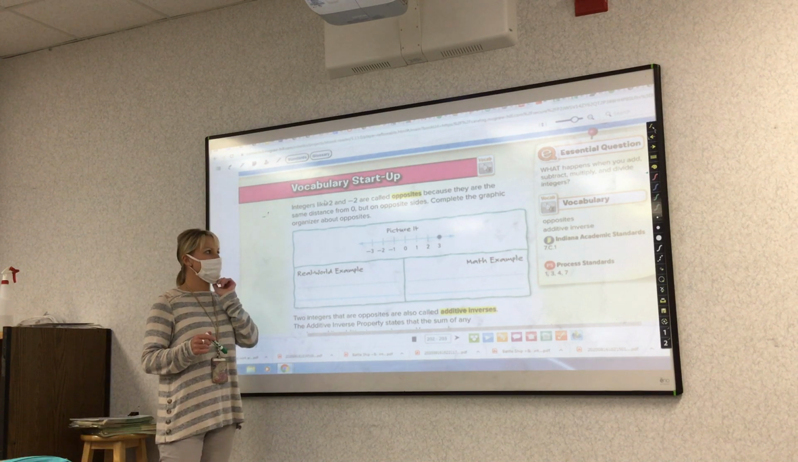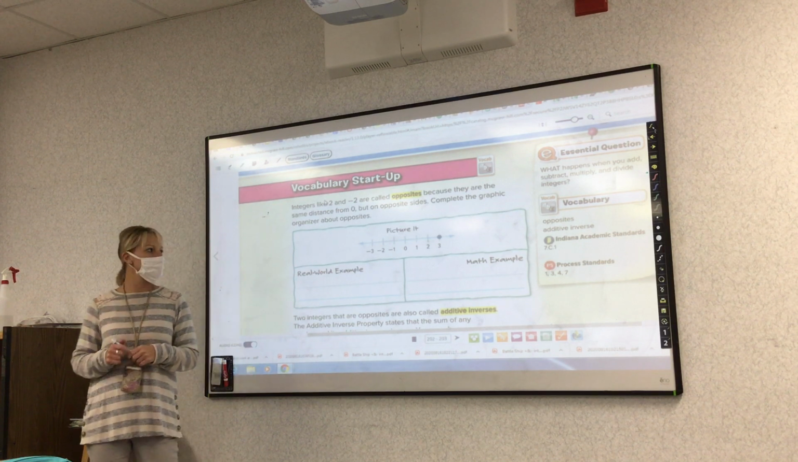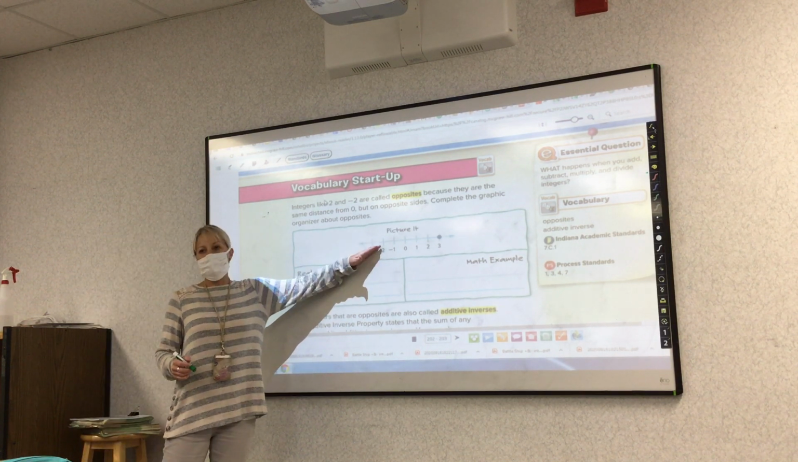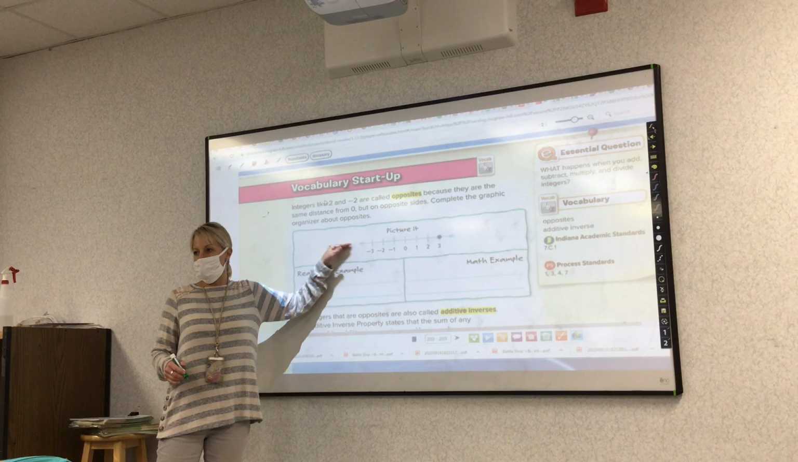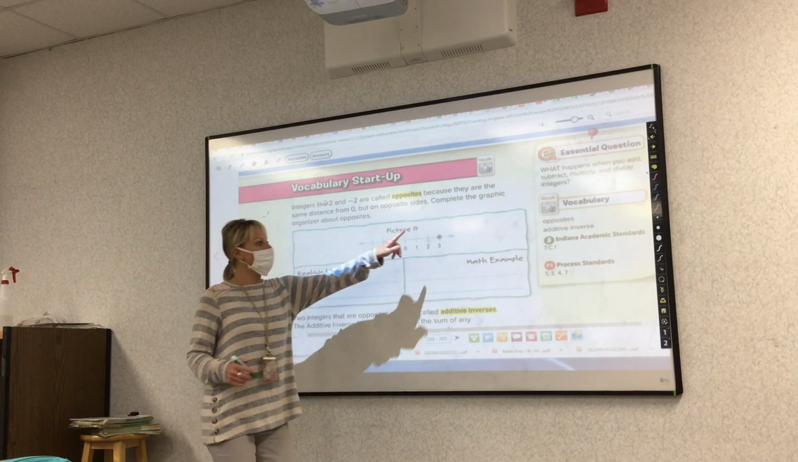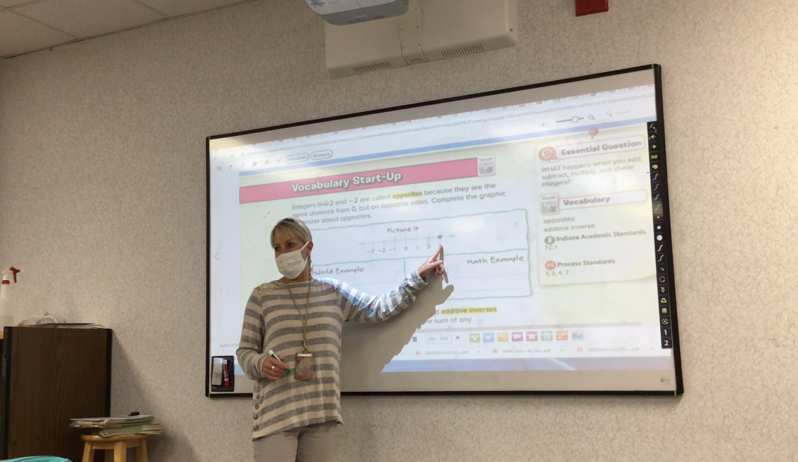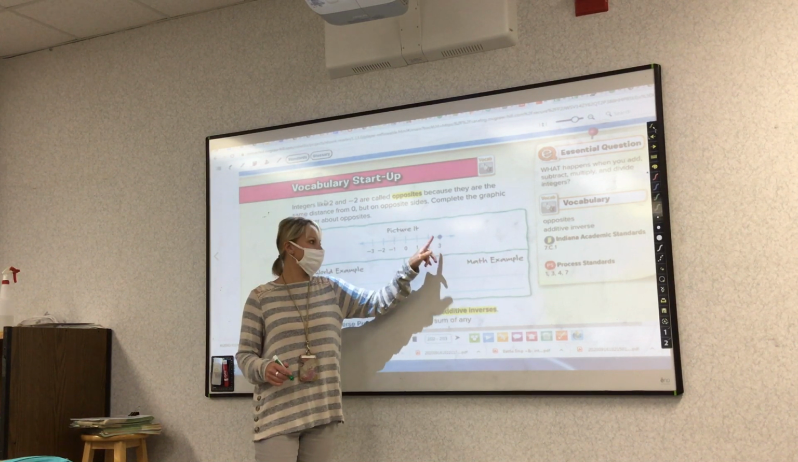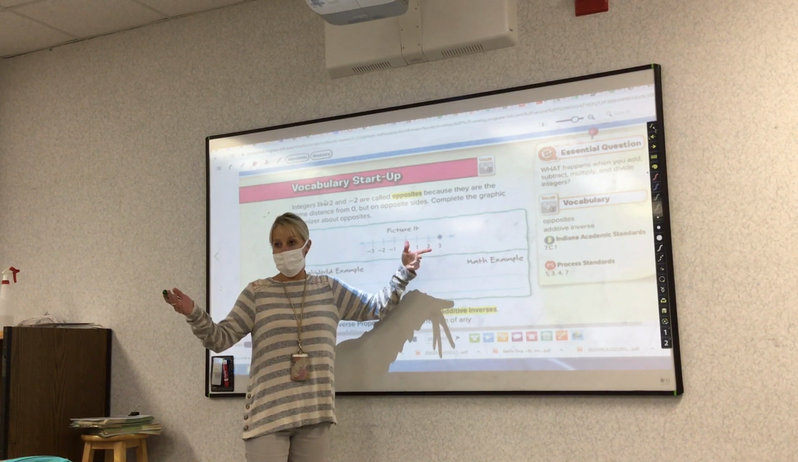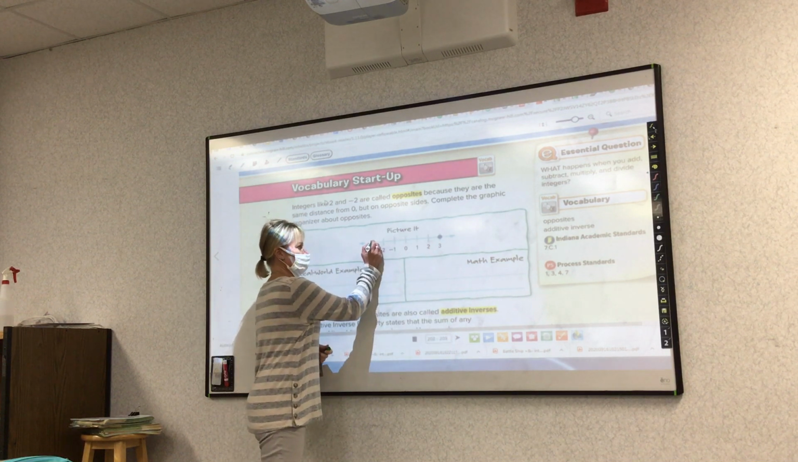Complete the graphic organizer about opposites. We need to picture it first. This is just a line graph. They have the number 3 plotted on the line graph. What's the opposite of 3? What is it? -3. So let's plot the -3.